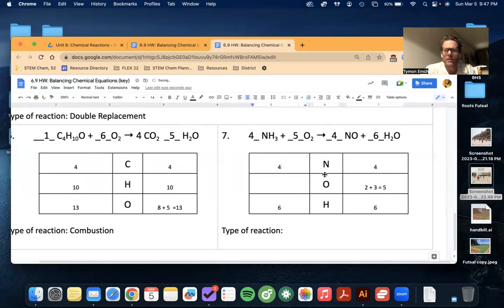I have 4 nitrogens over here. I have 12 hydrogens on this side. I have 6 times 2, 12 hydrogens on this side. 4 plus 6, I have 10 oxygens over here. 5 times 2 is 10 oxygens. And it's looking like this one's kind of a weird one. I guess it's part of this. It's combining. I'm actually going to call it a double replacement.